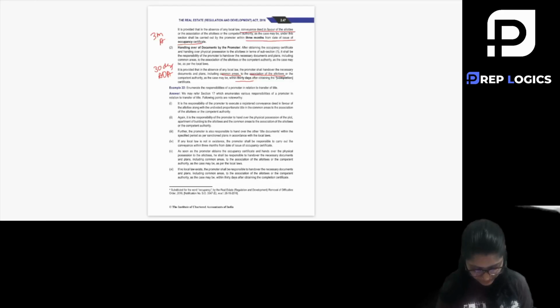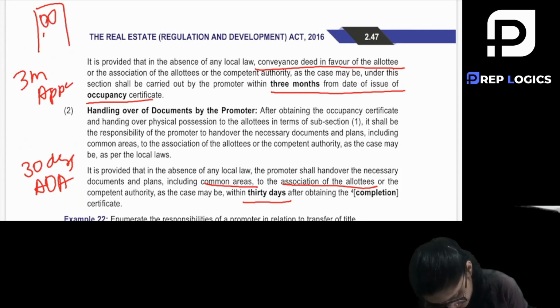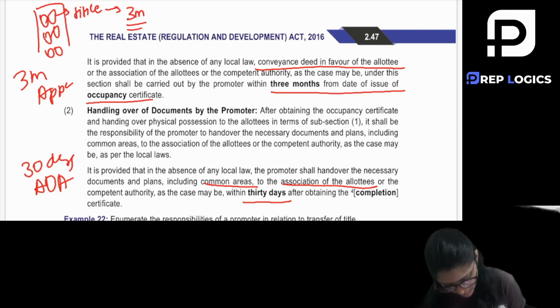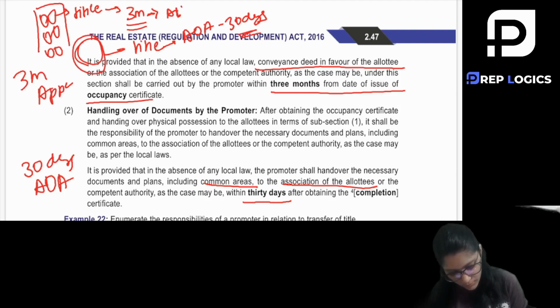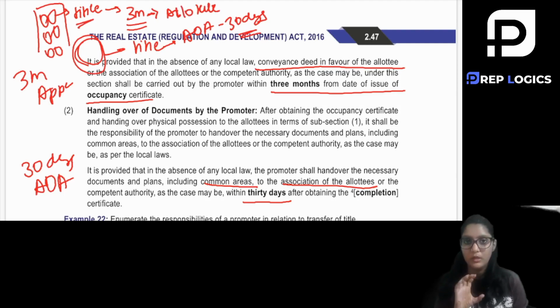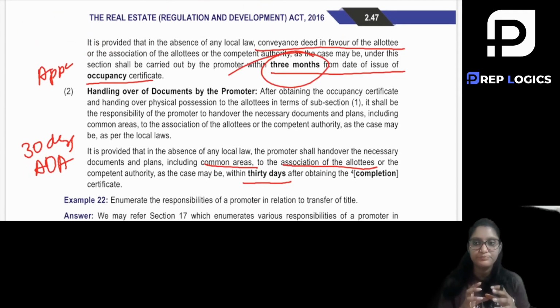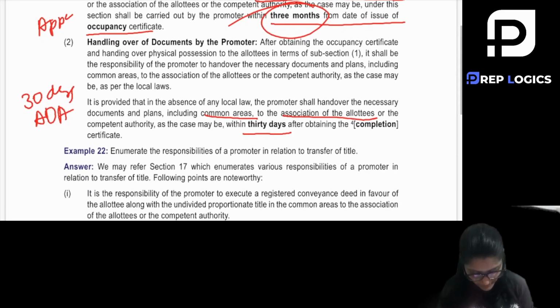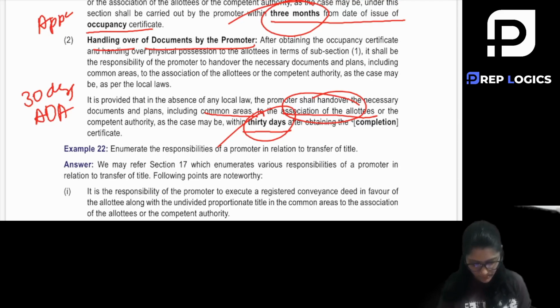Transfer of titles. In the case of the apartments, these are the buildings, they have apartments. The transfer of title for the apartment must be done within 3 months. And the common area title documents will be transferred to the associations of allottees within 30 days. The title of 3 months will be given to whom? To the respective allottee who has booked that particular apartment. So apartment title will be given within 3 months, and the common area titles will be given to the association of allottees within 30 days. Handing over documents by the promoters.